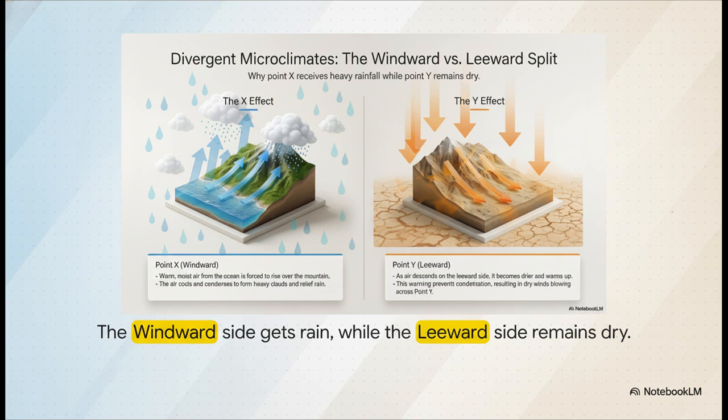On the windward side, you've got moist air coming in from the sea. It gets pushed up the mountain, it cools, and bam, it condenses into a whole lot of rain. But on the flip side, the leeward side, that same air comes down, it warms up, and gets super dry. This creates what's called a rain shadow, which is why it stays so arid over there.